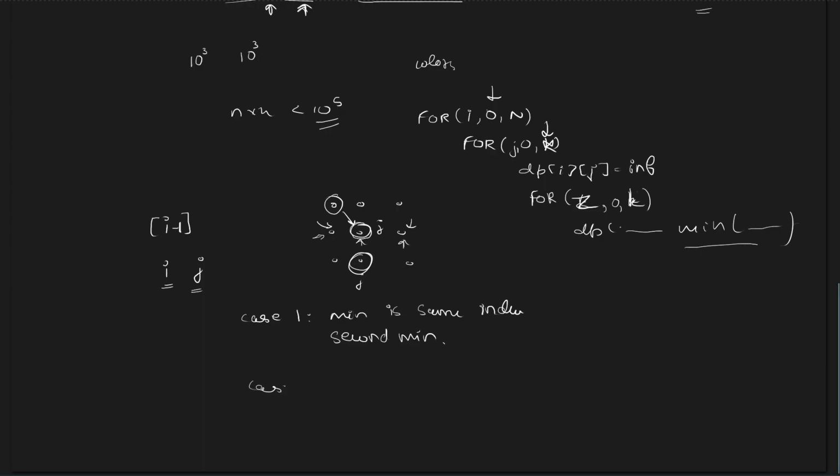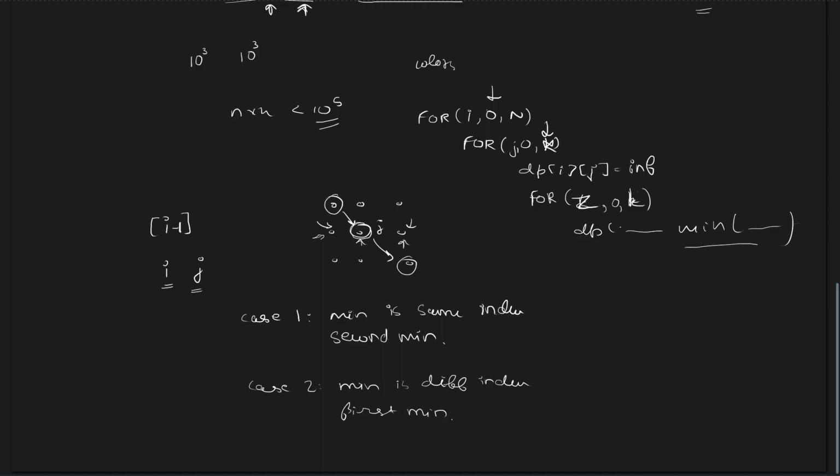Or case 2. For example, you didn't want to take this color for this particular row. You wanted to take this color. Case 2, the minimum is at a different index. Obviously, if these two colors are different, you can go from here to here directly. So you can just take the first minimum.